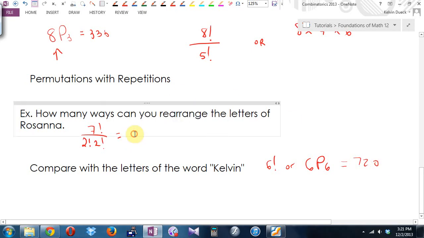How many ways can we rearrange the letters of the word Rosanna? Oh, I got 2 different answers. 1,260 is right. Did you put brackets around the bottom? Because if you didn't, then you went 7 factorial divided by 2 factorial times 2, because your calculator wouldn't know it's on the bottom.